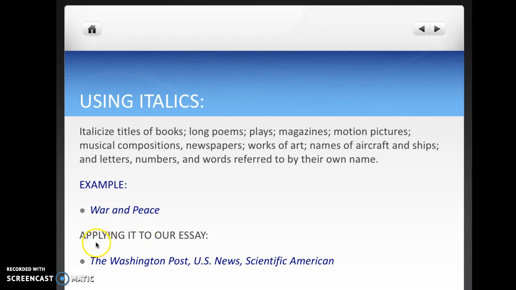And then here we've got applying it to our essay. We could definitely use italics with the Washington Post, U.S. News, and Scientific American, which are all of the titles of your author's article. So just make sure in your final draft that you've italicized those articles.